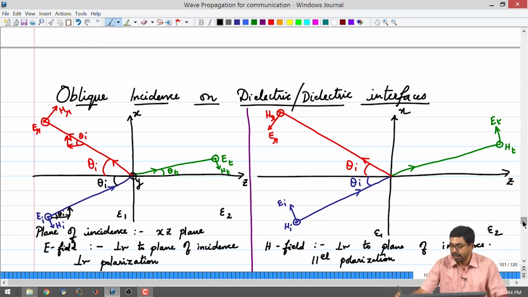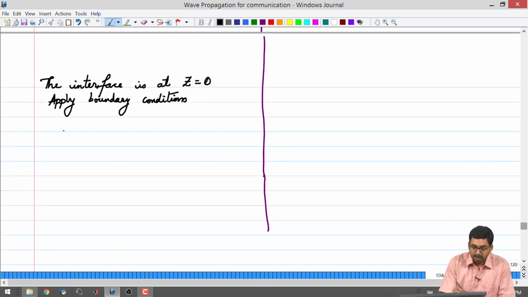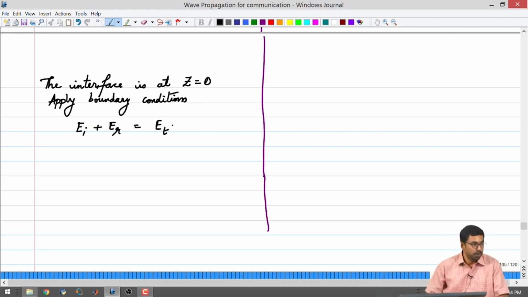So, you can simply write down that EI plus ER in medium number 1 is going to be equal to ET in medium number 2. Okay. This is simply because EI and ER are assumed to not be flipped in directions. So, EI is pointing one way, ER is also pointing in the same way. So, we have added EI with ER and it has to be equal to whatever is being transmitted, ET.